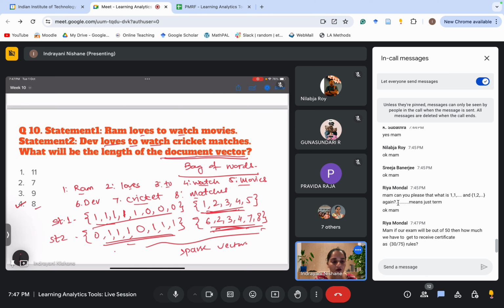If our exam will be out of 50, then how much do we have to get to receive the certificate? That is as per the NPTEL rule, whatever the rule says. I did not understand this 30-75 rule. So you need to score 75%. 75% of 50 will be around 37.5. And you need to have some base performance in assignments, if I'm not wrong.